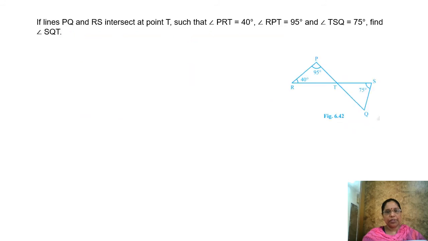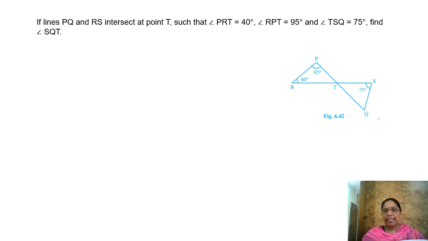Now moving on to the next question. Read the question carefully. If the lines PQ and RS intersect at point T, this is the line PQ, from P to Q, and RS is this line here. This point of intersection is known as T, such that angle PRT equal to 40 degree. This angle is given as 40 degree.